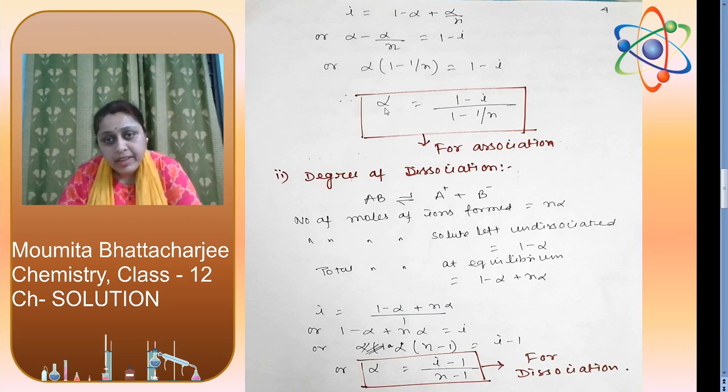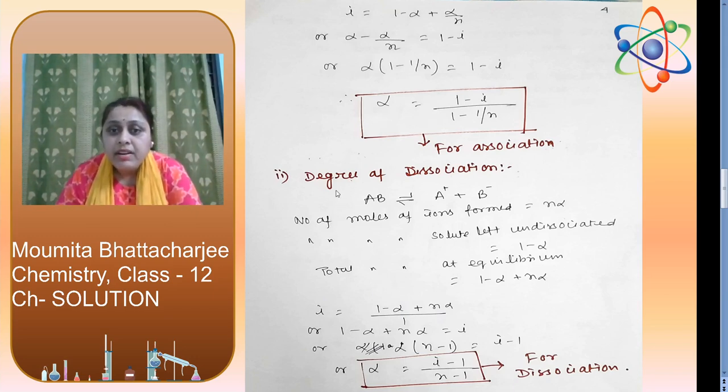Alpha, we will get the value of alpha equal to (1 minus i) divided by (1 minus 1/n), where i is the Van't Hoff factor and n is the total number of molecules. This is the equation to find out the degree of association. For association, to find the degree of association alpha, we will take this equation.